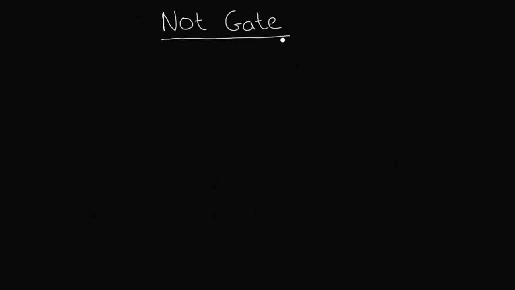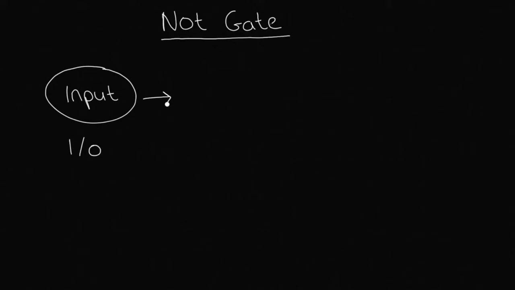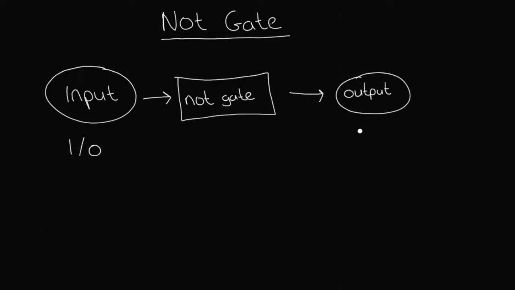So if we keep in mind from our previous video, we have an input. Our input will be 1 or 0, a binary number. Then after we've got our input, we'll have a process, and our process will just be a function that will manipulate our input in some way. And once our NOT gate has finished its function, it'll give us an output. And our output will be either a 1 or a 0, depending on what our input is.